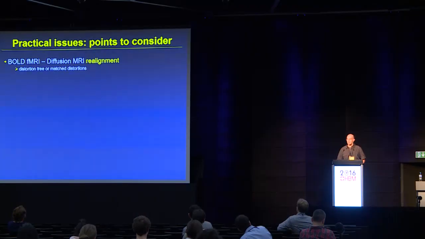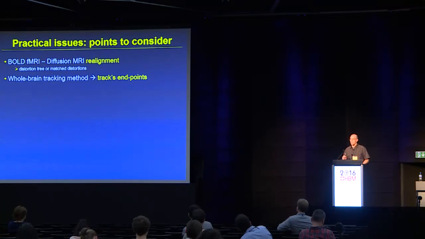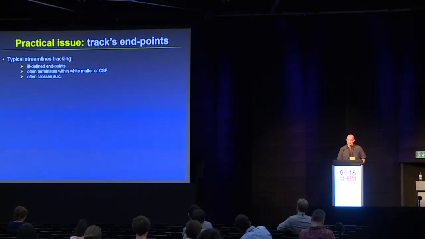It's not going to be as good as having distortion correction, but at least they're going to be matched, especially if you're going to be trying to assign the gray matter to the white matter, the functional data to the pathways. For the whole brain fiber tracking, this is something that Maxime also mentioned in his talk. It's very important to know what's going to happen with the track endpoints. As he mentioned, for many of the tracking algorithms, the endpoints are very badly defined. So you can have tracks that end in the middle of white matter or in CSF, or the tracks cross the sulci.